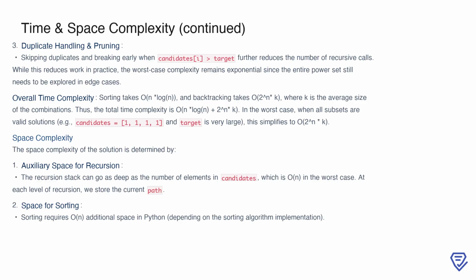This worst-case scenario can occur, for example, when the candidates array is filled with identical values, and the target is large enough to encompass all possible subsets. These constraints highlight the inherently exponential nature of the problem despite the optimizations.